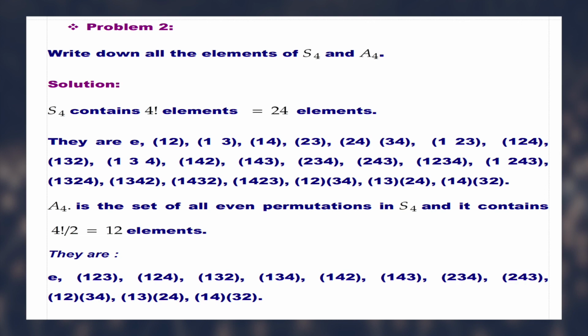They are identity, cycle 1, 2, 3, cycle 1, 2, 4, cycle 1, 3, 2, cycle 1, 3, 4, cycle 1, 4, 2, cycle 1, 4, 3, cycle 2, 3, 4, cycle 2, 4, 3, product of the cycles 1, 2 and 3, 4, product of the cycles 1, 3 and 2, 4 and the product of the cycles 1, 4 and 3, 2.